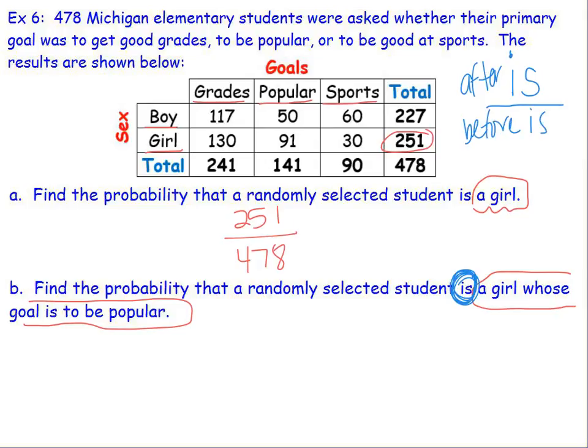So before the "is" is just a randomly selected student. So we're talking about all of the students. So all of the students was a total of 478. So we just need to find the number that is girls and popular. Well, girls and popular is that 91 right there. So we have 91 out of 478 students that are girls who want to be popular. And again, if you try and reduce that in the calculator, it is already reduced. Now, we haven't seen anything conditional yet. We're going to go to the next slide, same example, same table, and we're going to look at some that are a little more specific.